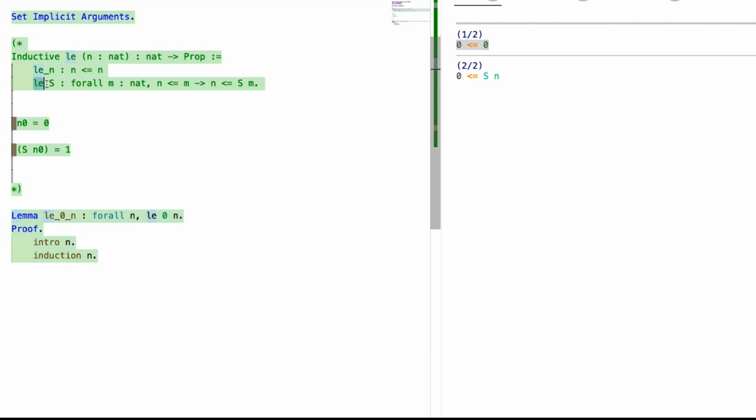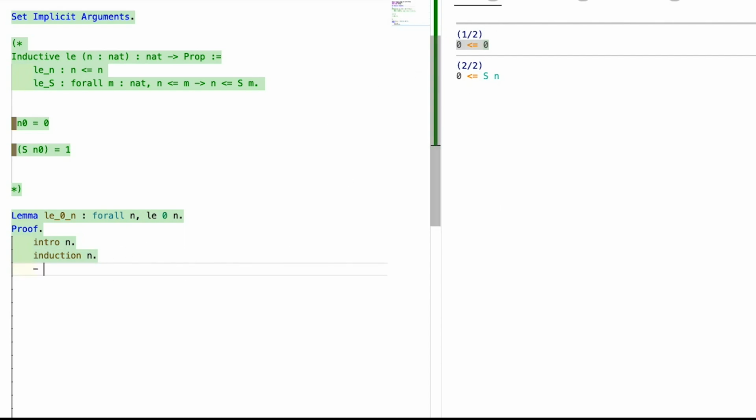And the second constructor we see here works with successors. So it says that the successor of n, if we assume that there was an n where 0 was less or equal to it, then the successor of n is also such that 0 is less or equal to it. Okay, so now we have to prove these two goals separately.